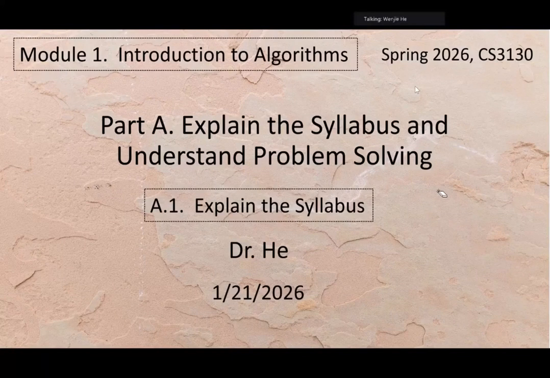Module 1, Introduction to Algorithms. This class, I plan to give you 5 modules, total 5 modules: 1, 2, 3, 4, 5. Part A, explain the syllabus and understand problem solving. So module 1, we will have four parts, A, B, C, D.